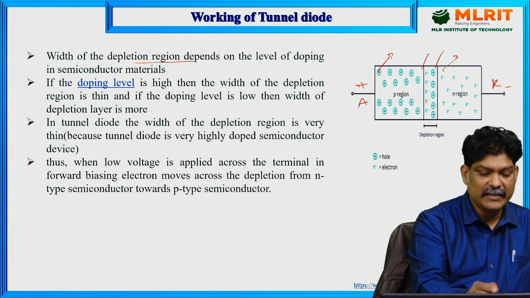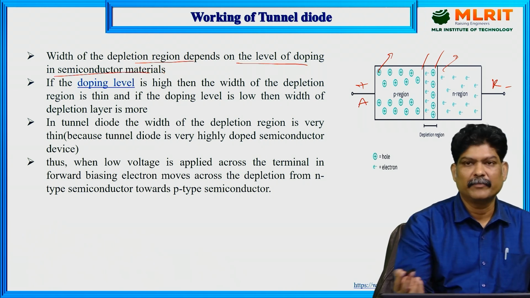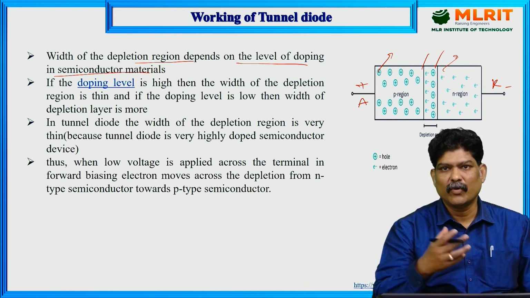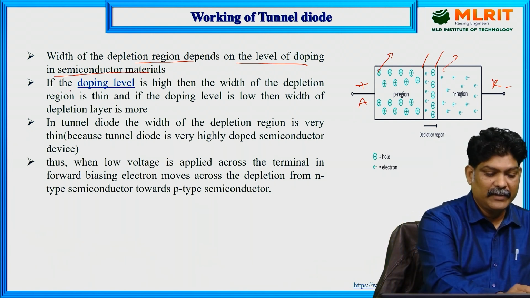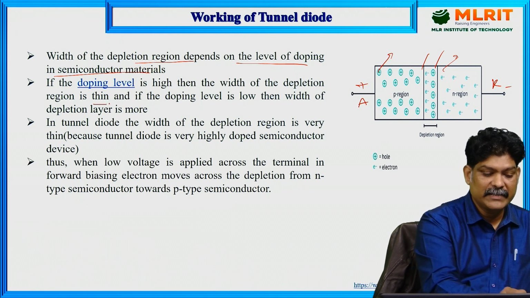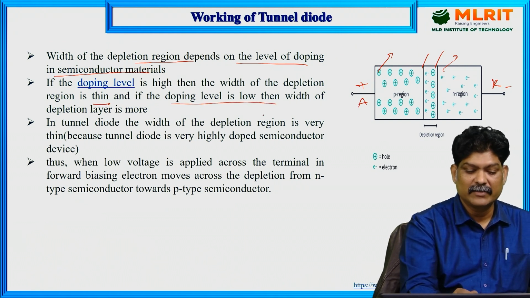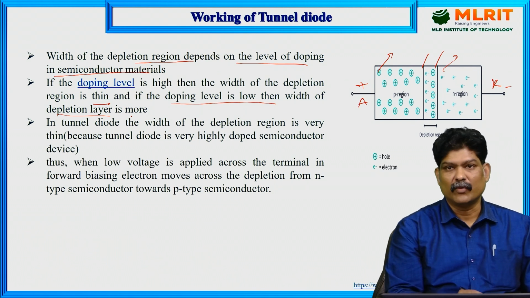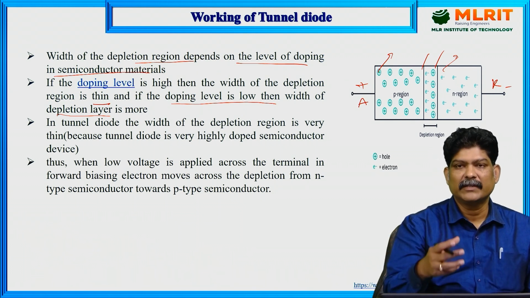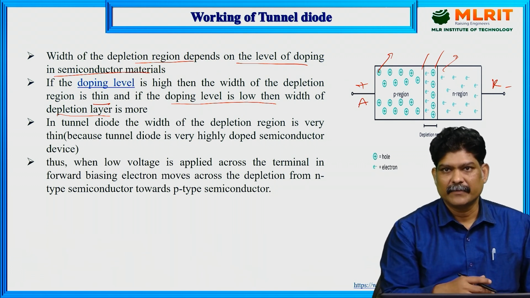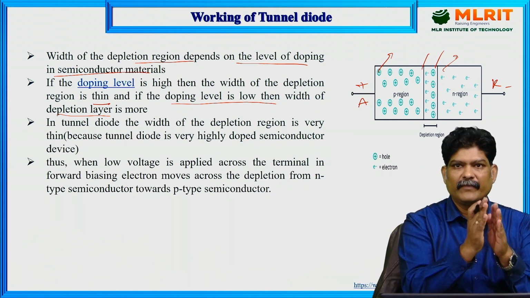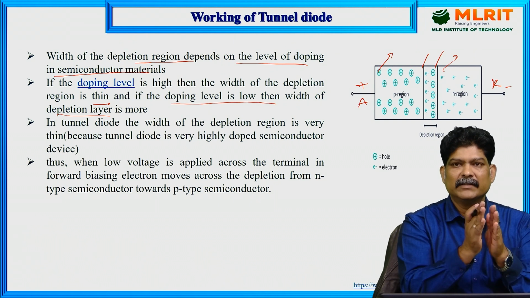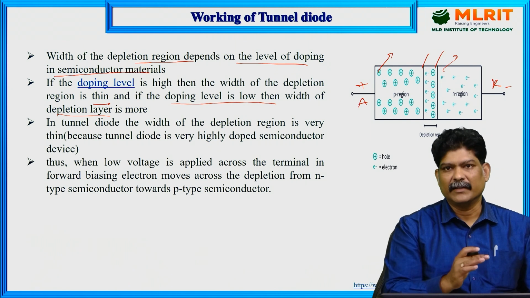The width of the depletion region depends on the level of doping in the semiconductor material. If the doping level is high, then the width of the depletion region is thin. And if the doping level is low, then the width of the depletion layer is more. So depending upon the doping concentration, the width changes. If doping is increased, the depletion width will be reduced, very thin. So the depletion width is thin in the case of heavily doped materials.